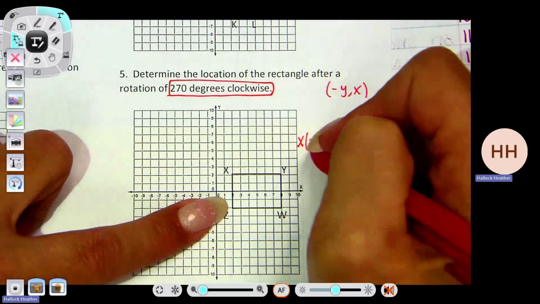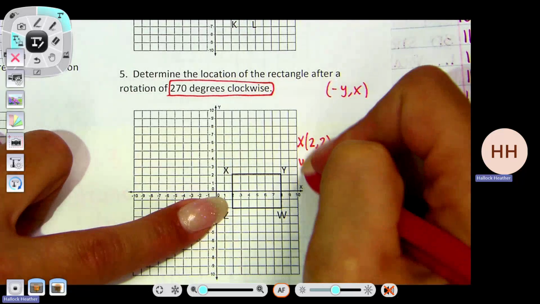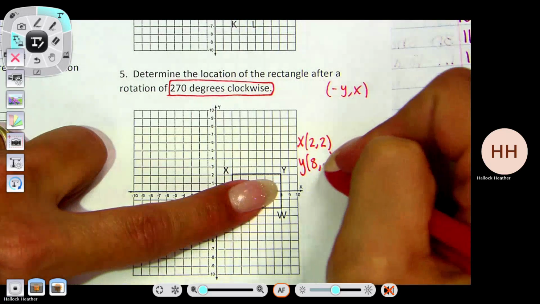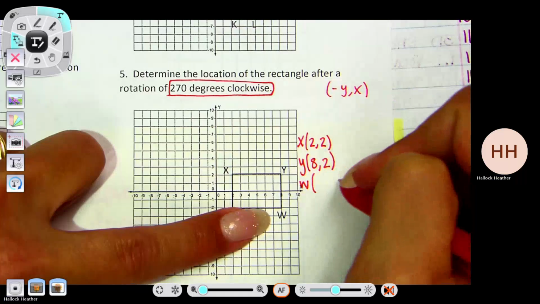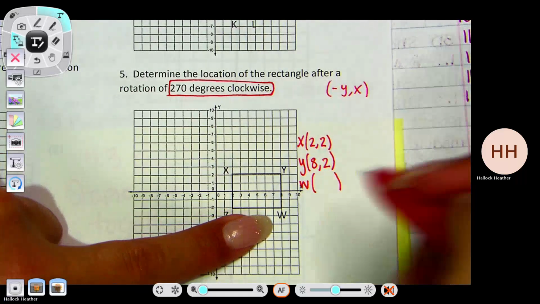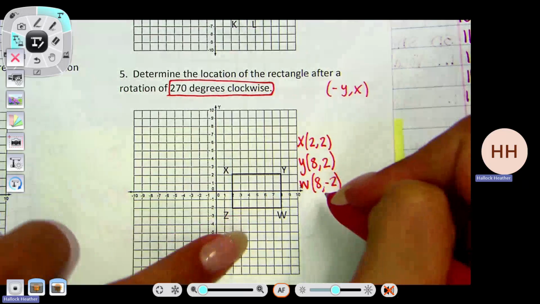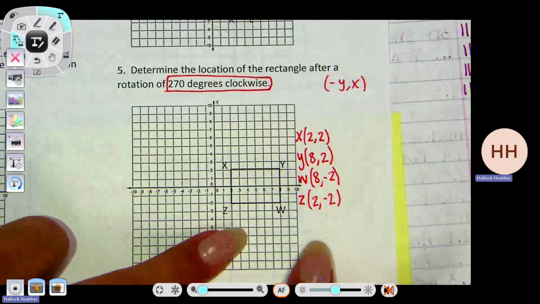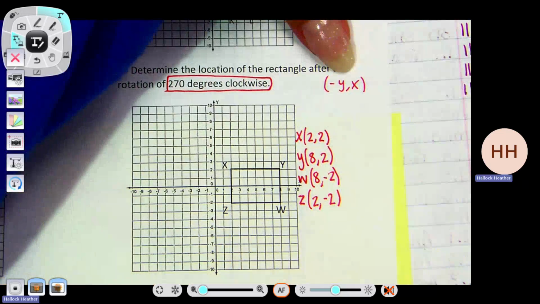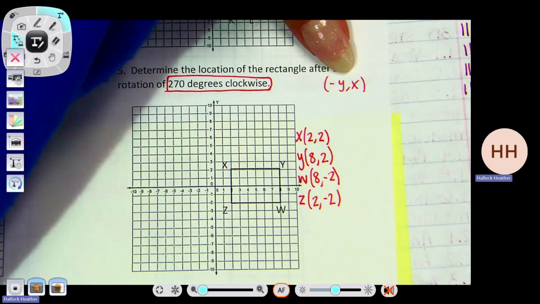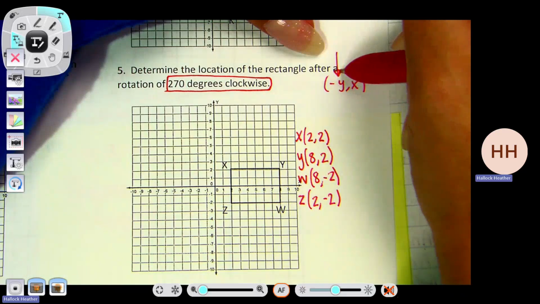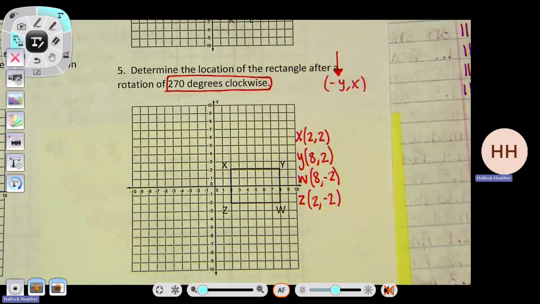X was at 2, 2. Where was y? 8, 2. What about w? 8, negative 2. And then z? 2, negative 2. Okay, so you are following the rules. The rule is 2 steps. You flip the coordinate, x becomes y, y becomes x, and then the front symbol changes its sign. If it's positive, it turns negative. If it's negative, 2 negatives would make a positive.